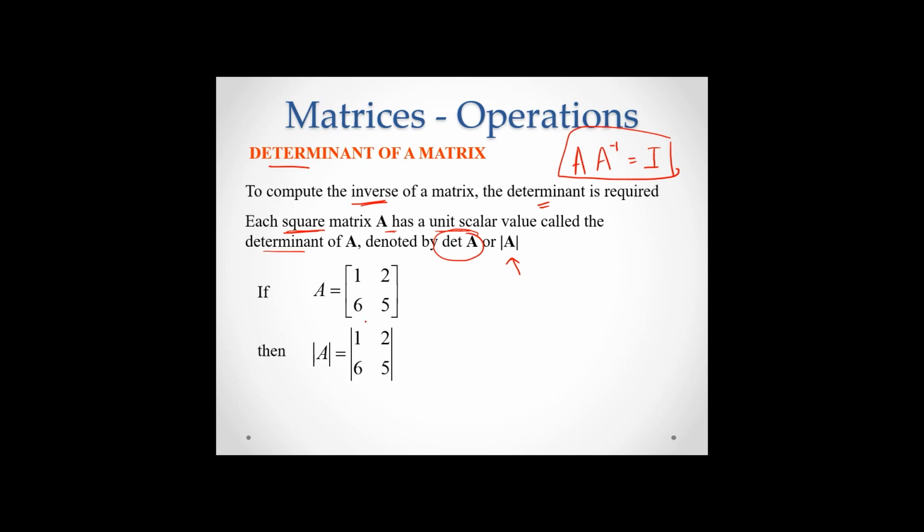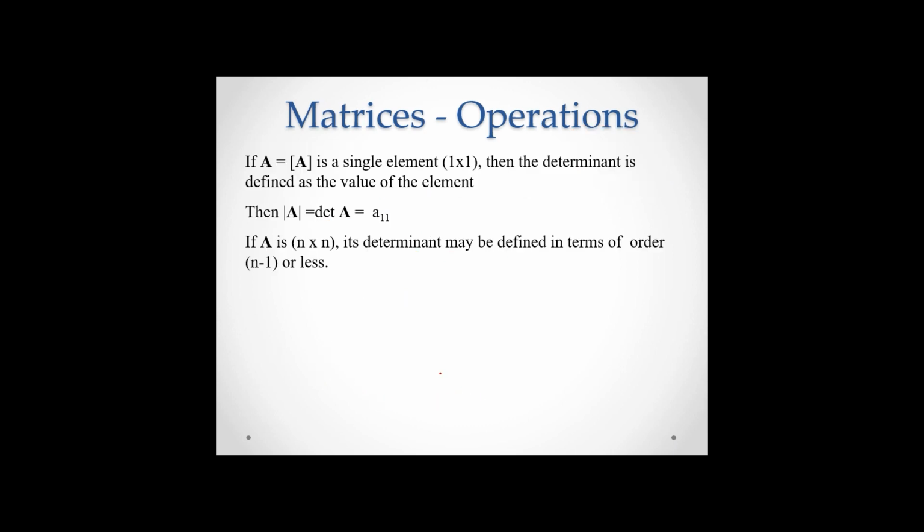Right? So, if the matrix A is 1, 2, and 6, 5, as you can see, the representation is in the form of a bracket. But if I find the determinant, the representation will be in the form of standing bars, because this is going to fetch me a scalar value, right? A number will be obtained after we solve this. Okay. So if A is 1 cross 1, obviously the determinant will be defined as the value, it's very clear. But if A is n cross n, the determinant will be defined in terms of order n minus 1 or less.